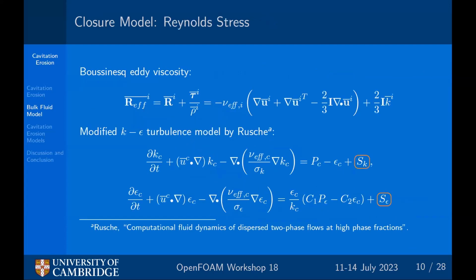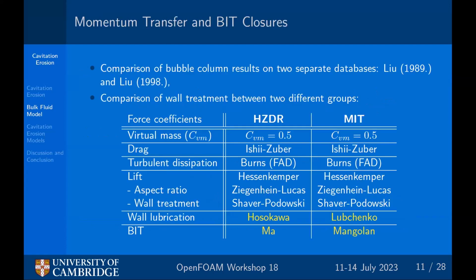Next, we have closures for Reynolds stresses. Again, we use the Boussinesq viscosity and the modified k-epsilon turbulence model. You can use k-omega also. The difficulty is how to model these bubble-induced turbulence terms. So I assembled my set of equations and I looked to validate them. I used two separate databases, Lee 1989 and Lee 1998.